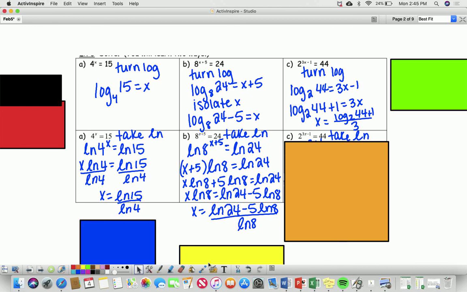Looks like a lot of writing, but you're treating it just like numbers, and the ln is just going with whatever it's glued to. So it's glued to the 8, so it moves over. 5 ln of 8, they're glued together. They move together.